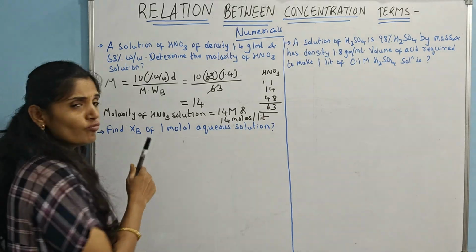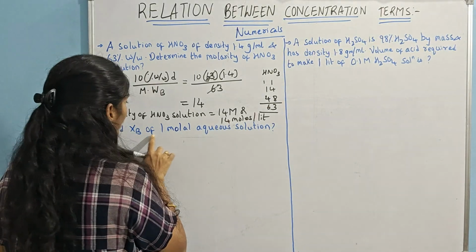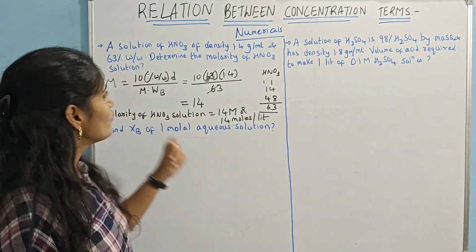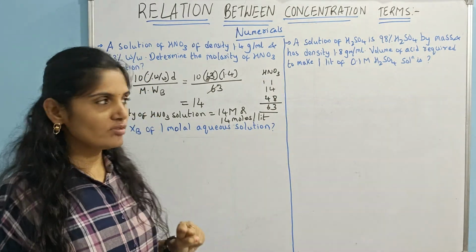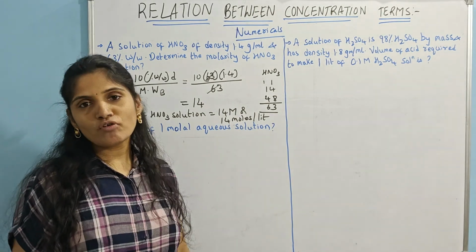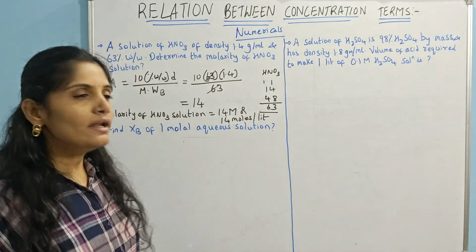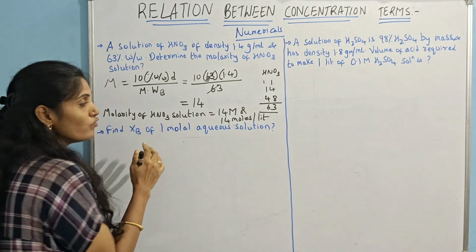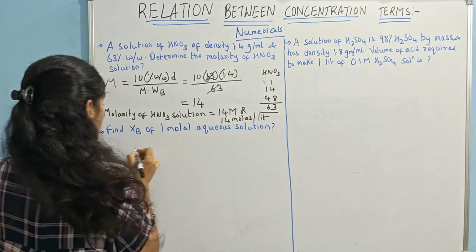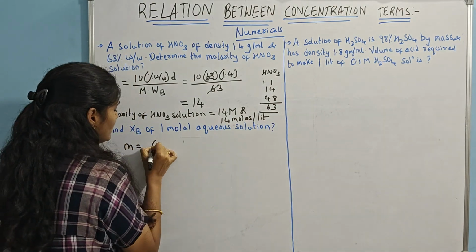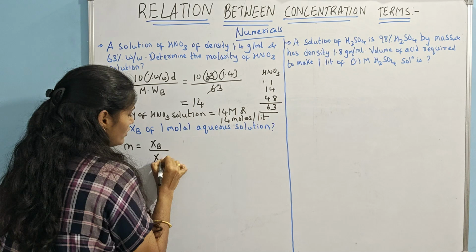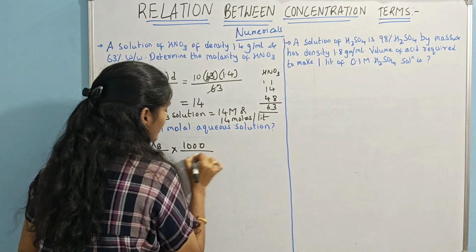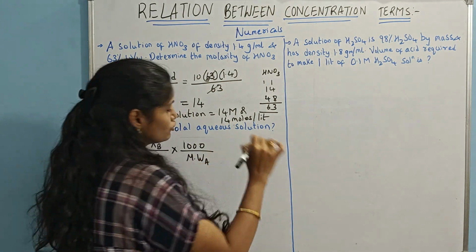Find the mole fraction of B, meaning the mole fraction of solute, of a 1 molal aqueous solution. So molality is given. They are asking me to find the mole fraction of one component, which is the solute. What is the formula I have for mole fraction and molality? Let us write the formula now. Molality is equal to mole fraction of solute divided by mole fraction of solvent into 1000 divided by molecular weight of solvent.